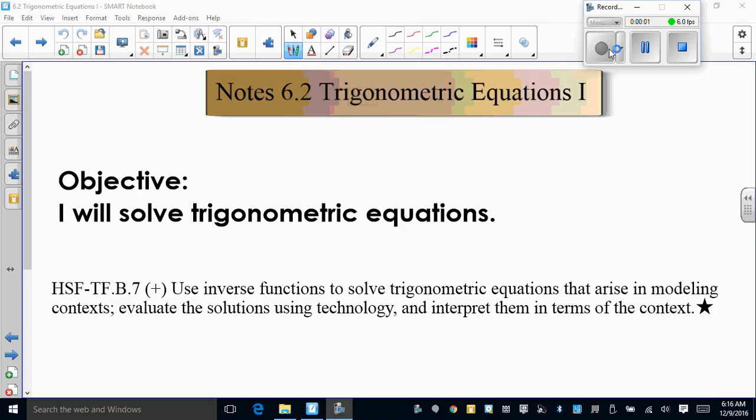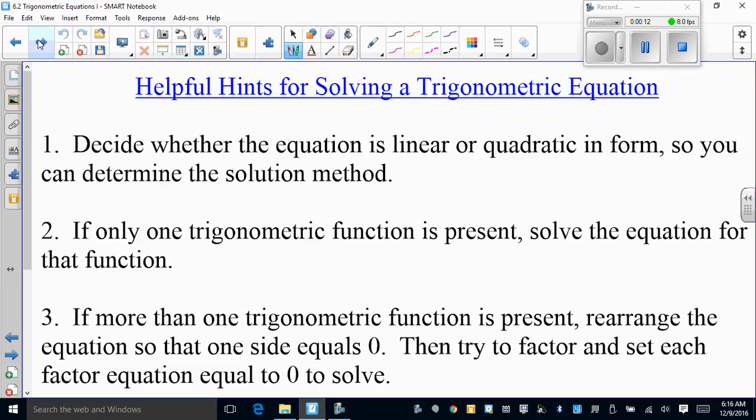Equations. You're going to solve trig equations using identities and algebra. Helpful hints, these are not steps, they're just helpful hints. Decide whether the equation is linear or quadratic in form so you can determine the solution method. If only one trig function is present, solve the equation for that function.